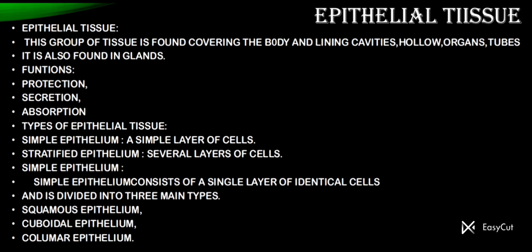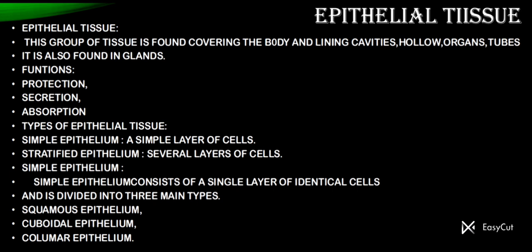Epithelial tissue again has 2 main types. How many types are there? 2 main types. Simple and stratified. What do you mean by simple epithelium? That consists of a single layer of cells. What do you mean by stratified epithelium? That consists of several layers of cells.